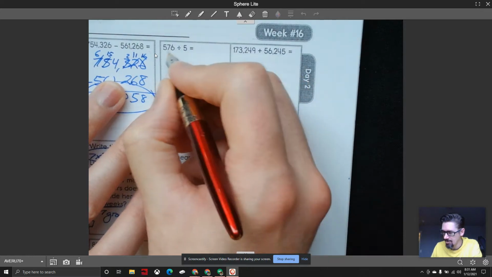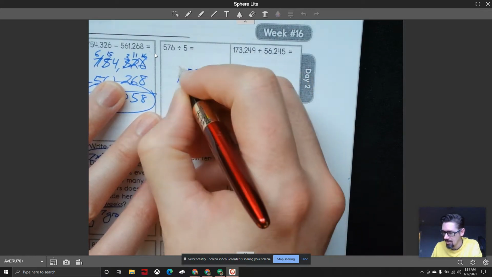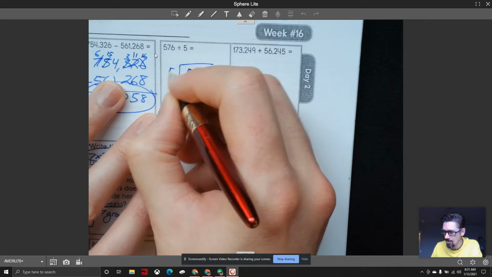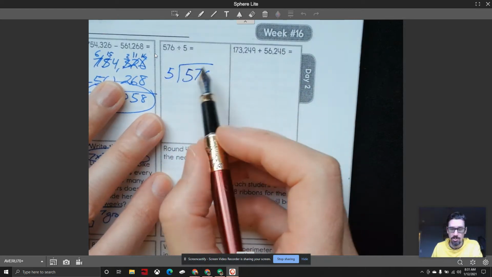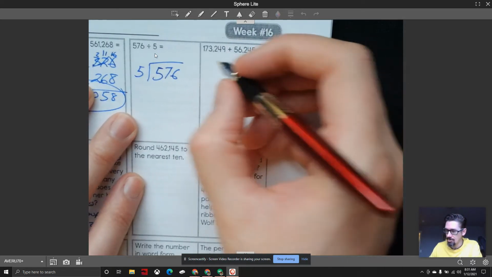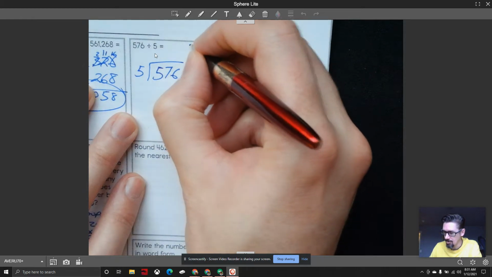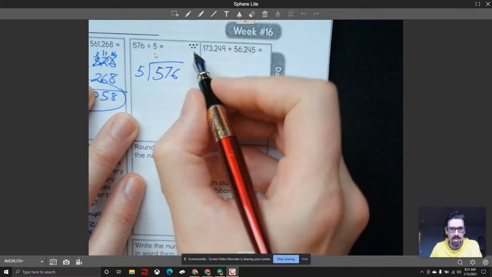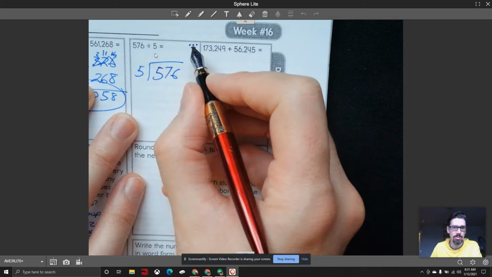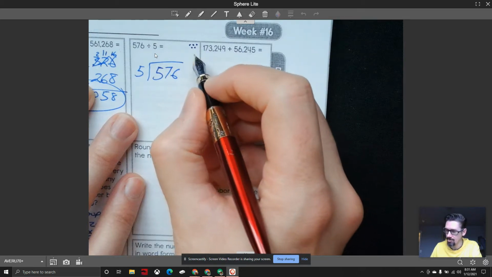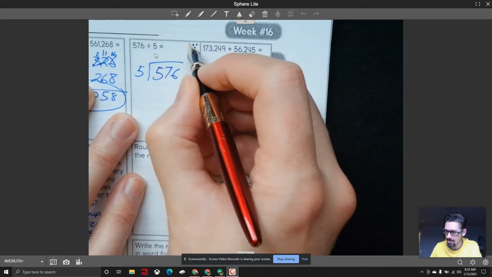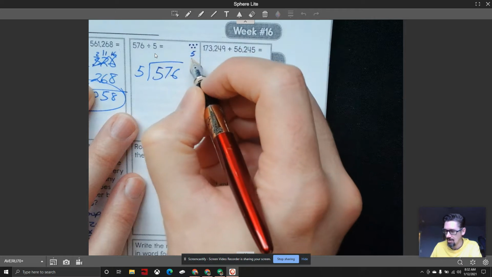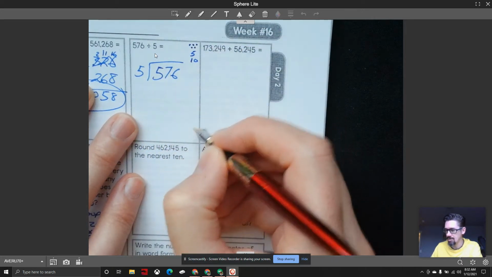So we're going to write our dividend here, 576, divided in that box with our divisor, number 5. Remember, I like to do my multiples of 5. 1, 2, 3, 4, 5 dots. And if you need to, you count them up. 1, 2, 3, 4, 5. That's our first multiple. Count them up again. 6, 7, 8, 9, 10. We can go through that process all the way down if we need to.